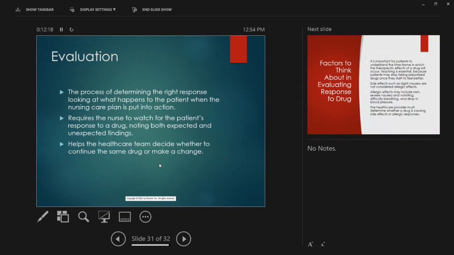Evaluation is the appraisal of the treatment's effectiveness. Evaluation of what happens when you give a drug will help the healthcare team decide whether or not to continue that same drug or make a change.